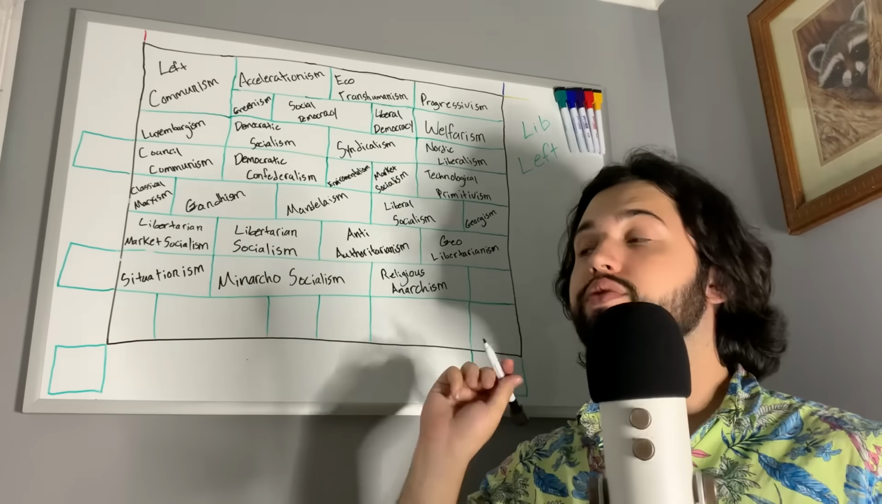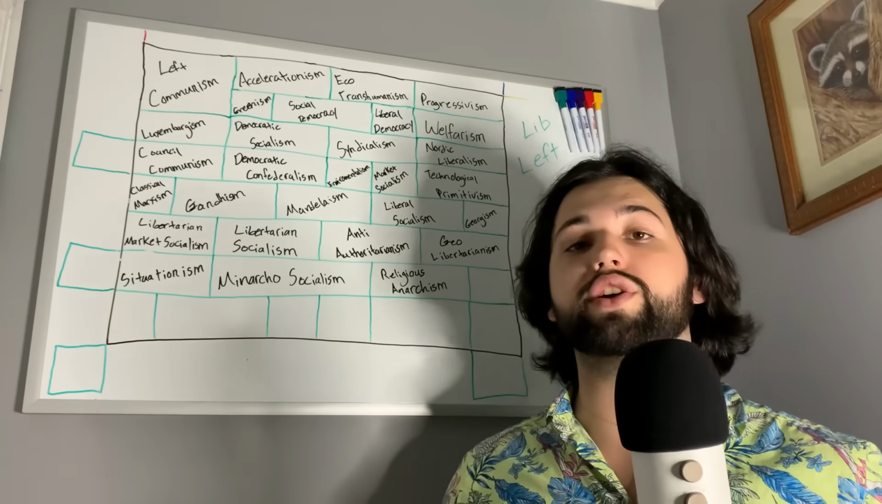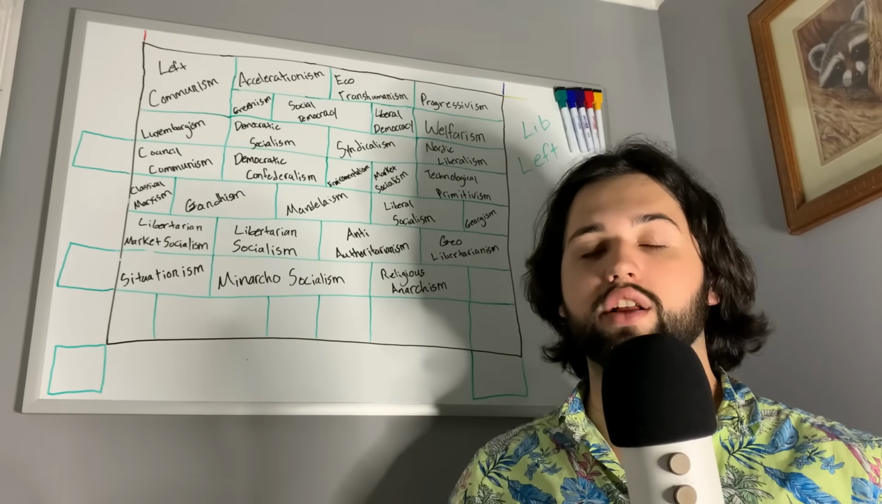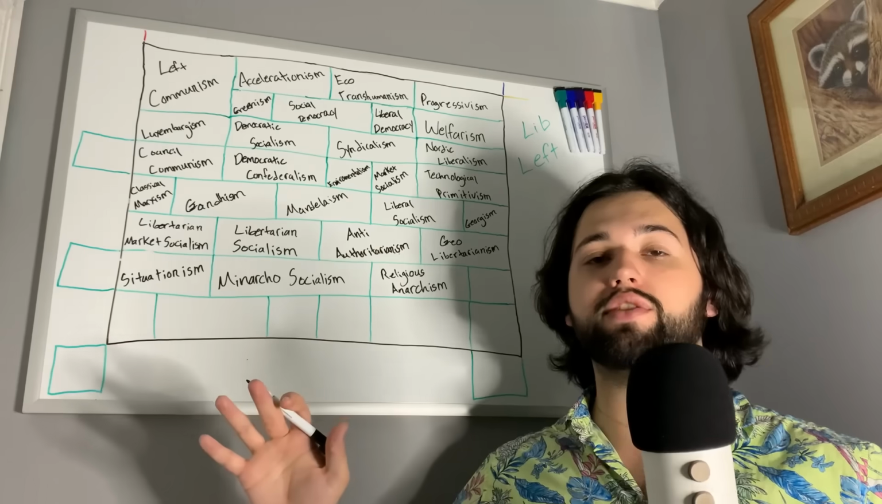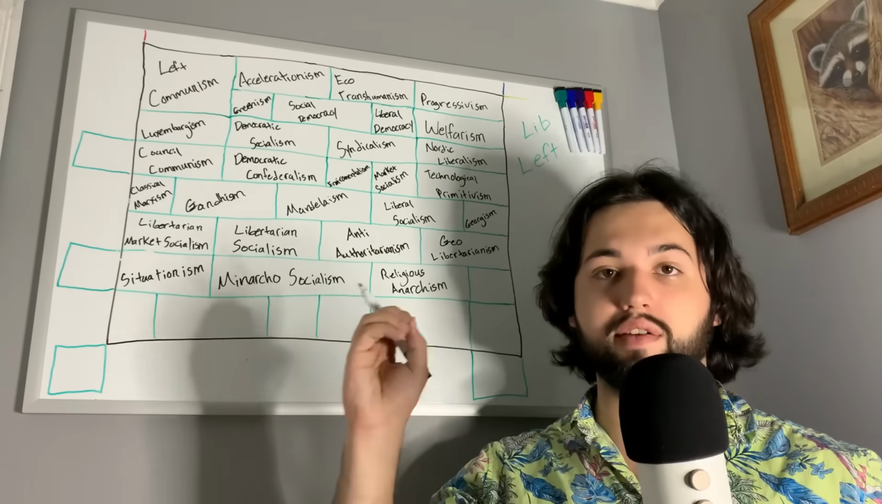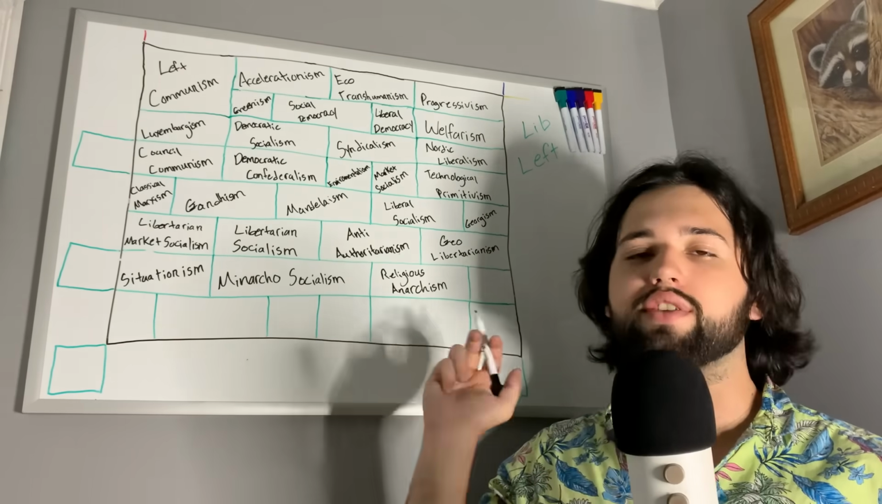The rest of these from here on to the end of this quadrant are all different anarchist ideologies. So with everything that I'm going to say, there's literally zero government, beginning with religious anarchism.